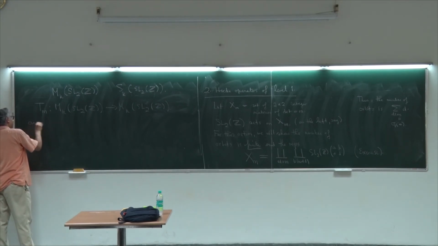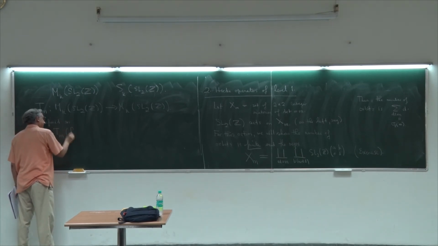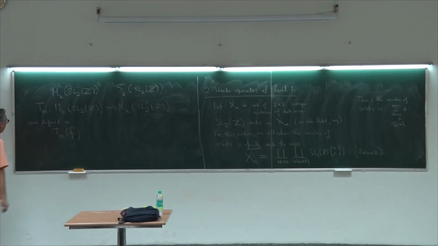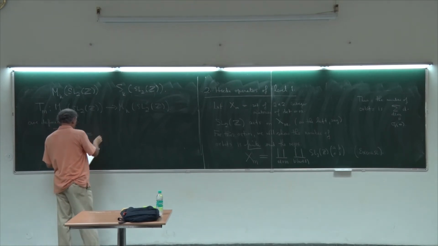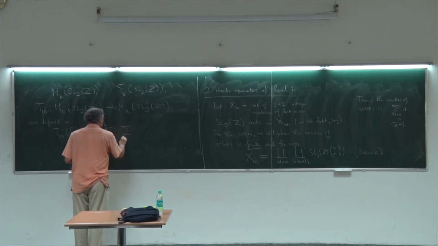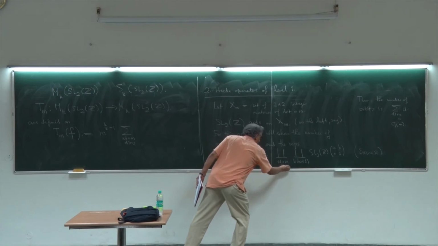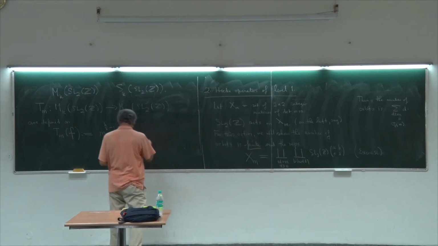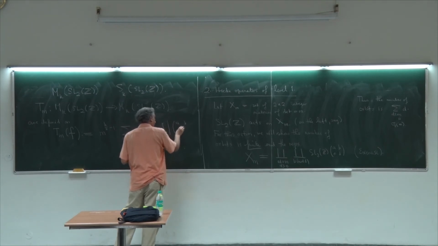They are defined as T_m of f. So f is a modular form of weight k. T_m of f is defined as m to the k over 2 minus 1, summation over AD equals m, D of course positive. So here also D ranges over positive divisors, and B mod D, of f slash (A B; 0 D).